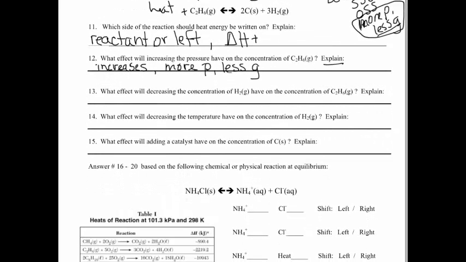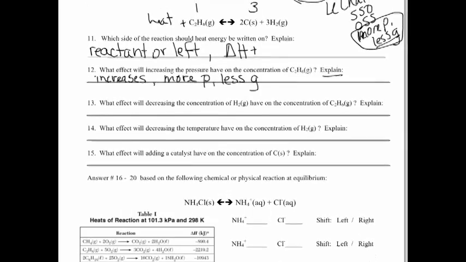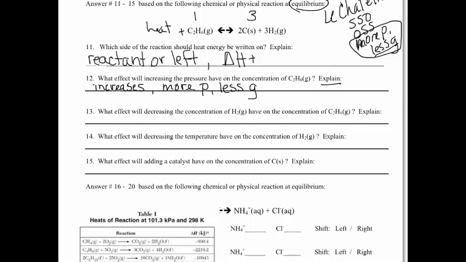Number 13, what effect will decreasing the concentration of H2 have on the concentration of C2H6? So if we decrease the H2, on the same side, the opposite thing's going to happen. So the carbon will go up, but on the opposite side, the same thing's going to happen. So the heat and the C2H6 will decrease. C2H6 will decrease, and the reasoning is just that opposite side same.